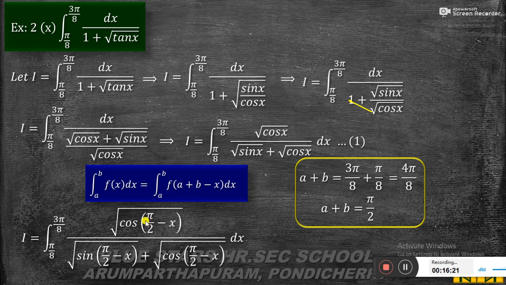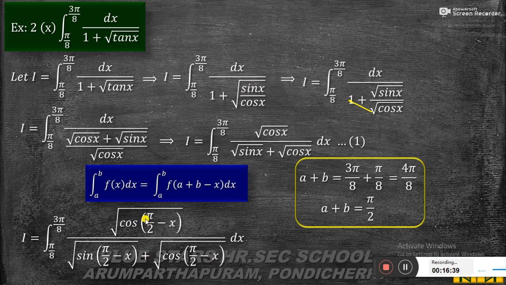So we substitute pi by 2 minus x: integral pi by 8 to 3 pi by 8 of square root of cos of pi by 2 minus x by sin of pi by 2 minus x plus square root of cos of pi by 2 minus x, into dx.